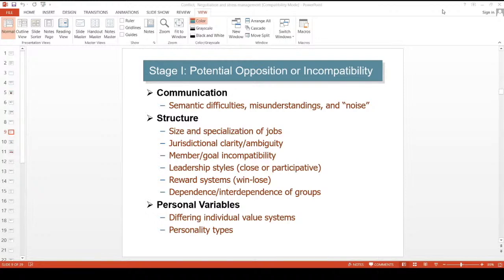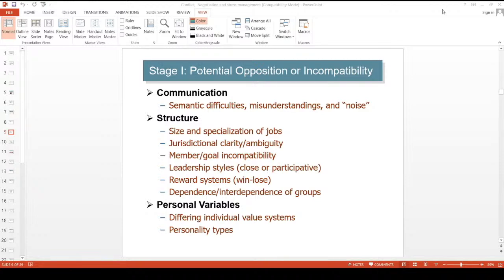This insufficient exchange of information and noise in the communication channel are all the barriers to the communication and potential antecedents to the conflict. The second important component is the structure. It includes the size and the specialization of the jobs, then jurisdictional clarity and ambiguity, then members' goal incompatibility, leadership styles that may be close or participative, reward systems, dependence and interdependence of the groups.